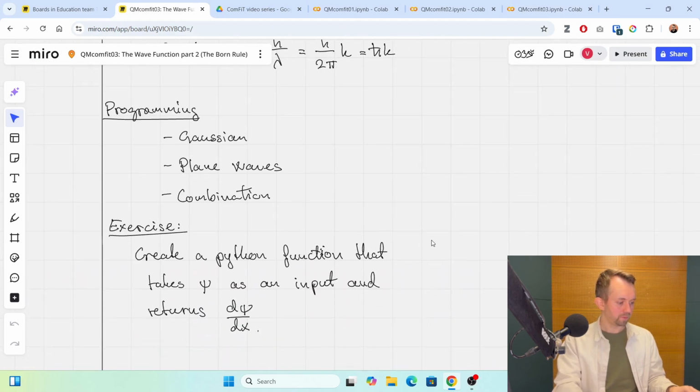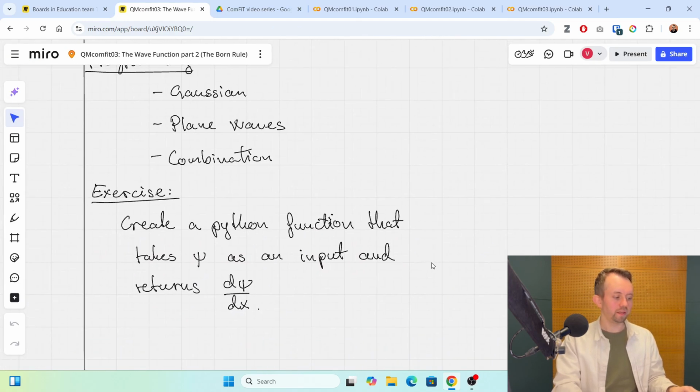So for the next video, my exercise for you is to try to create a Python function that takes this function psi, or an array psi, as an input, and returns the derivative of psi as an output of that function.